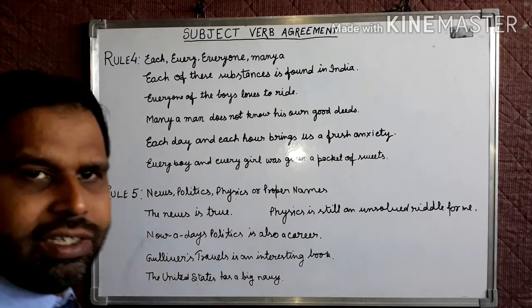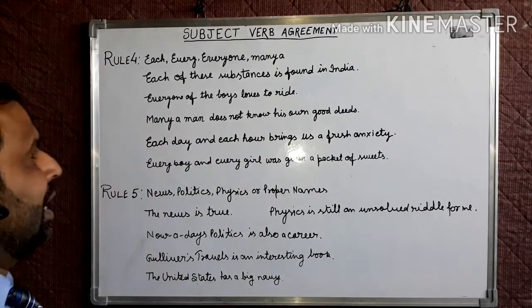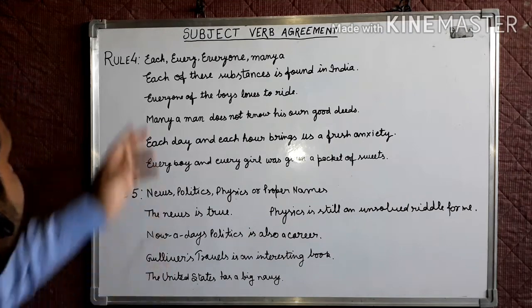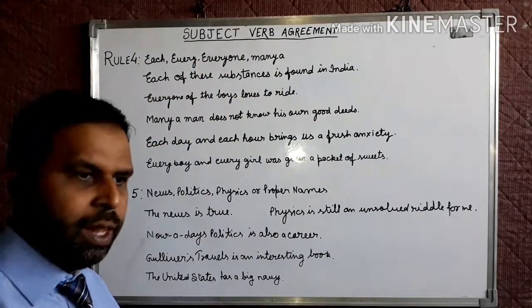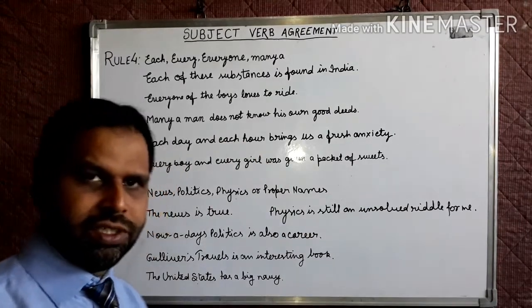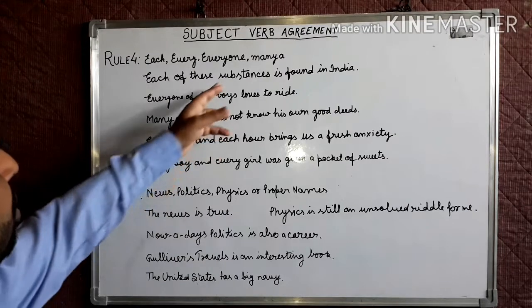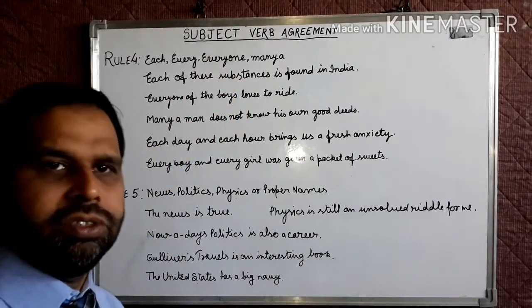So let me start, dear children. Our rule number 4 is here. I have written these words here: each, every, everyone, many a. When we use these words with the subject, then the verb that follows the subject remains in singular number.